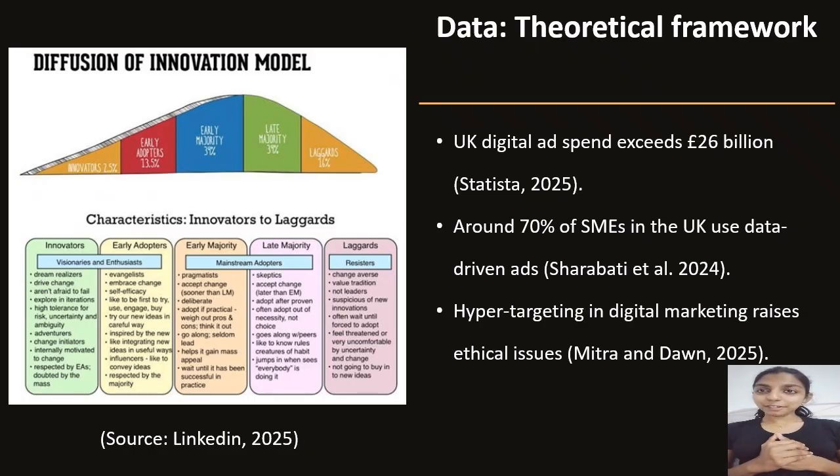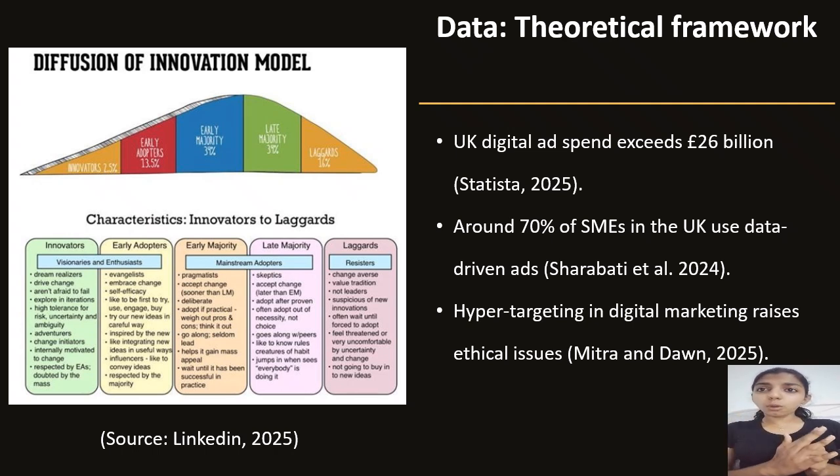Moving on to slide 5, we apply theoretical grounding to understand these practices. First, consider this statistic. UK digital advertising spend has surpassed 26 billion, according to Statista 2025. This shows the sheer scale and investment in this space, with about 70% of UK SMEs relying on data-driven ads, Sharabadi et al. 2024. It's clear that data is no longer optional, it's the backbone of digital marketing.